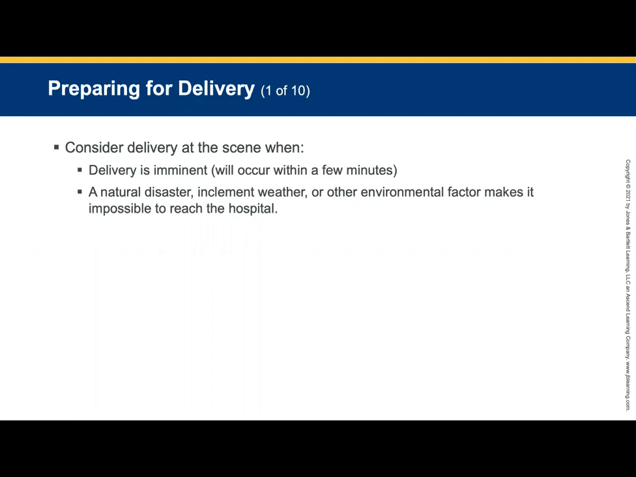Preparing for delivery. If you look because there are contractions and all that, and you see crowning, you're fixing to deliver a baby on scene. So you know you need to get ready for this, because it isn't stopping. Advise dispatch, hey, this is what's going on, go ahead and roll me another unit. This way we are preparing for delivery. Natural disasters, inclement weather, or other environmental factors may make it impossible to reach the hospital. You're going to be having a baby on scene.